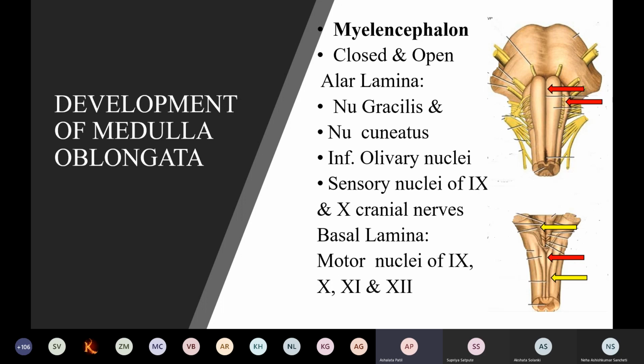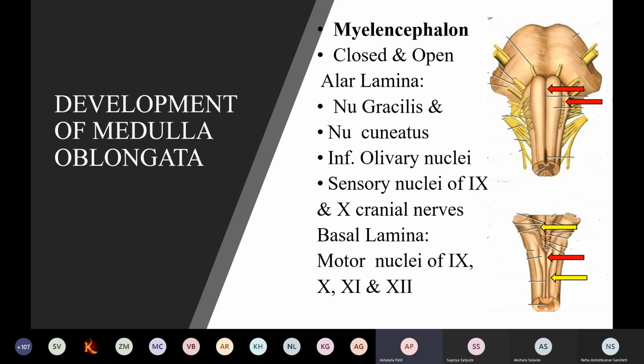From the alar lamina, they will form the sensory nuclei of these cranial nerves. In addition, the alar lamina contributes to the formation of the nucleus gracilis and nucleus cuneatus posteriorly. Anteriorly, next to the pyramid, there is the olive, beneath which lies the inferior olivary nucleus. These are the derivatives of the alar lamina. In addition, they form the sensory nuclei of the 9th and 10th cranial nerves.